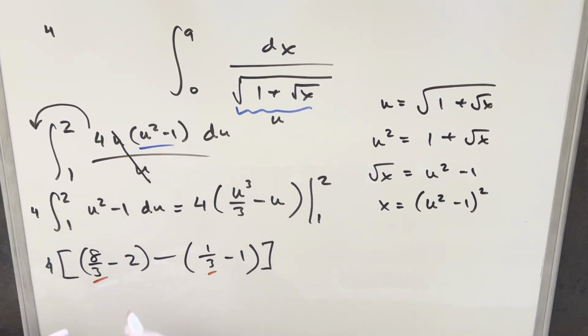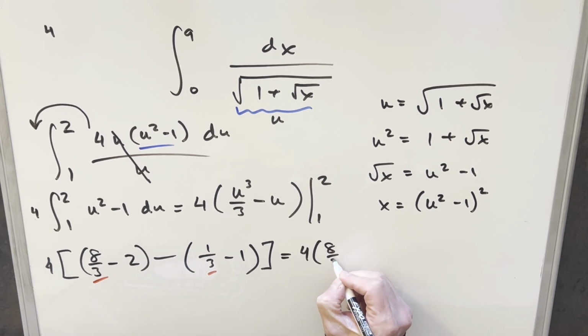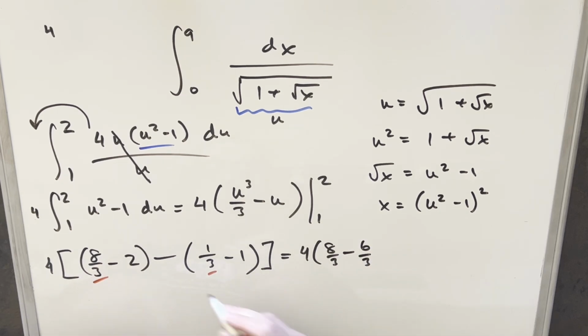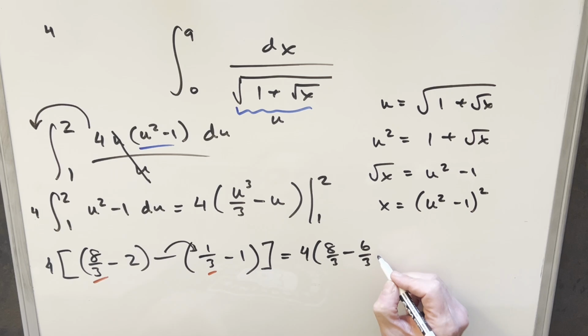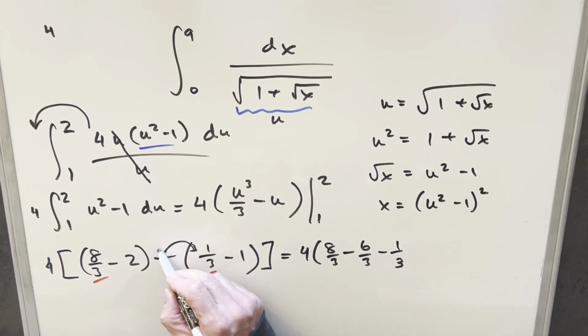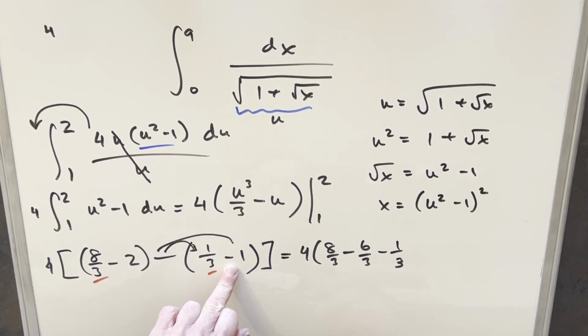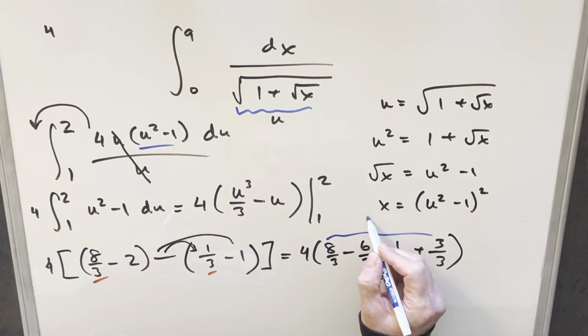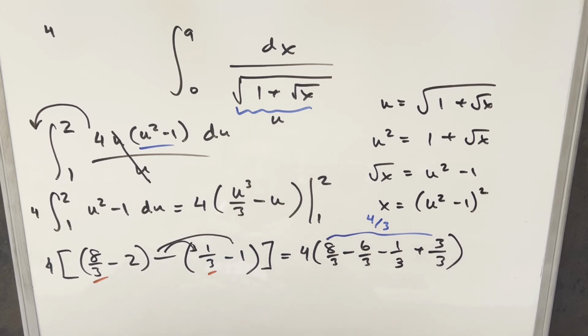Let's just get a common denominator of 3 on everything. So doing that, we'll have our 4 out front. I'll write this as 8 over 3. This is going to become minus 6 over 3, which is the same as 2. I'll distribute in the minus here. So we're going to have minus 1/3. And then distribute the minus in. Minus times minus is plus 1, but I'll write this as plus 3 over 3. Putting all of this together, this is going to be just 4 over 3 here. So what we're left with is going to be just 4 times 4 over 3. And so for my final solution, we just get 16 over 3.